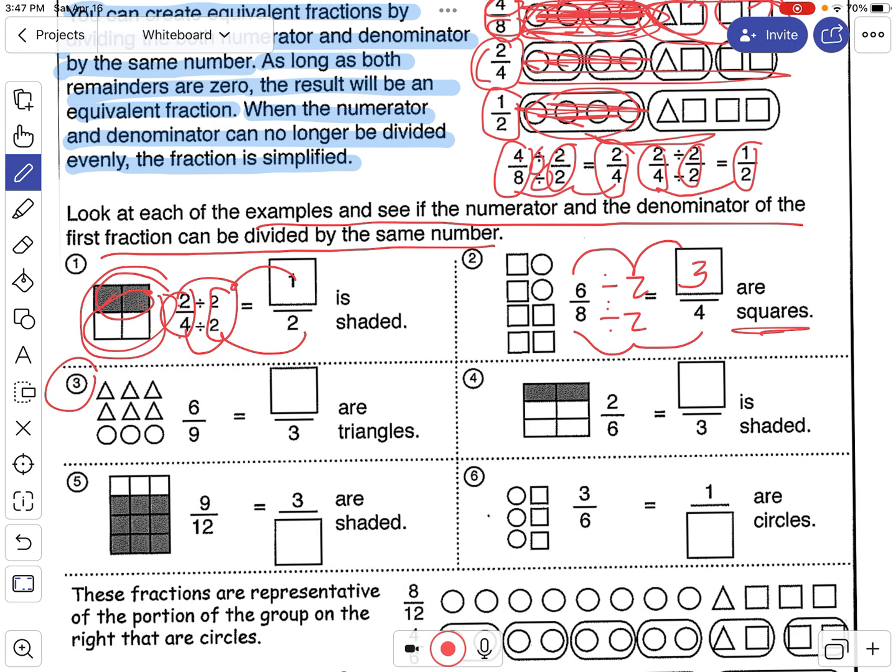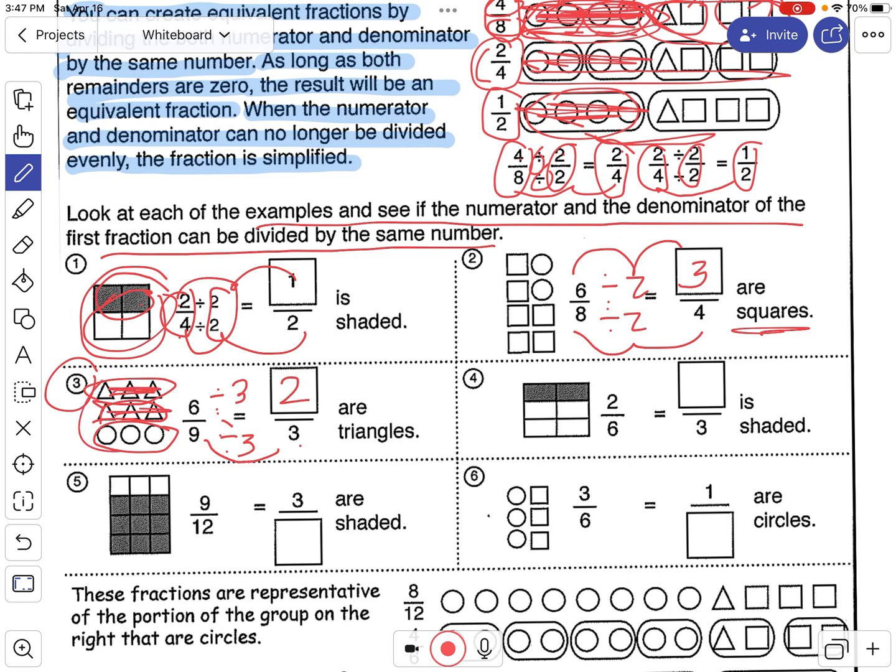All right, so here we go. You divide 9 by 3. Hopefully yours looks better than that. To get 3, so you have to divide the 6 by 3 also. 6 divided by 3 is 2. 6/9 equals 2/3. 2/3 of these are triangles. Look, there's 1/3, 2/3 out of 3 total. 1, 2 out of 3, 2/3.